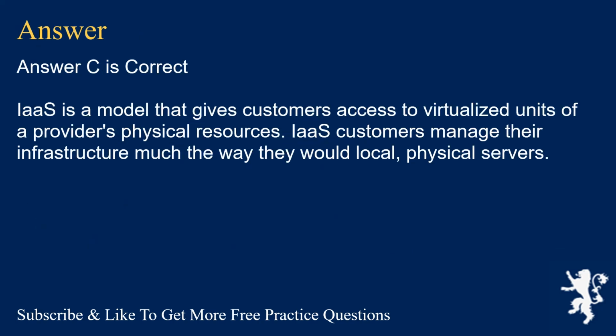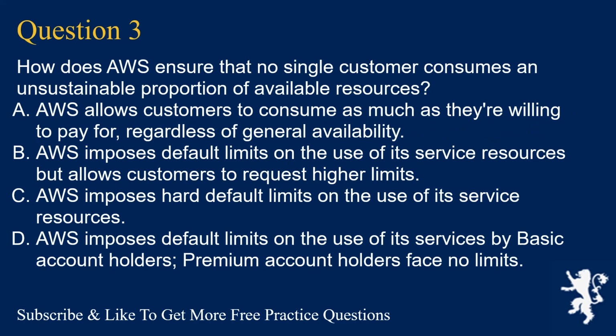Answer C is correct. IaaS is a model that gives customers access to virtualized units of a provider's physical resources. IaaS customers manage their infrastructure much the way they would local, physical servers. Question 3. How does AWS ensure that no single customer consumes an unsustainable proportion of available resources?